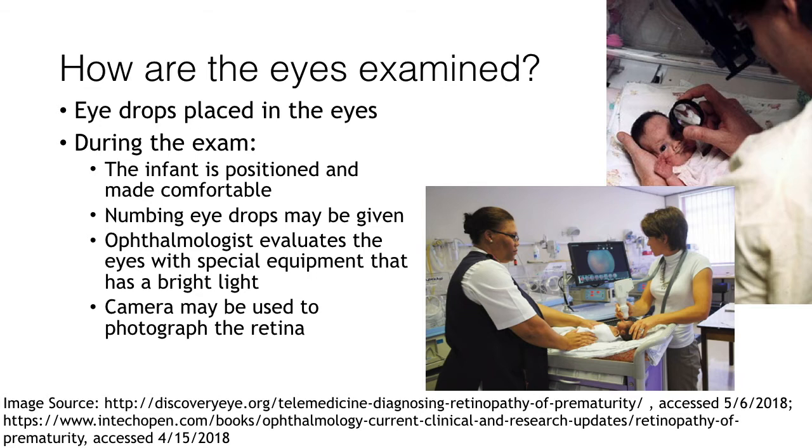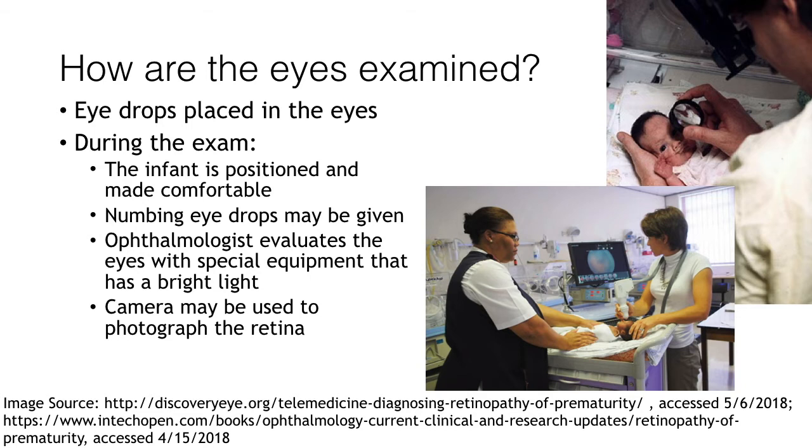In order for the inside of the eyes to be examined by an ophthalmologist, eye drops will be placed in your infant's eyes to dilate or enlarge the black spot in the center of the eye known as the pupil. When the pupil is dilated, the ophthalmologist will be able to look at the back of your infant's eye to examine the retina. During the exam, your infant will be positioned and made comfortable by methods such as swaddling with a blanket and sometimes given a sugar solution by mouth and/or a pacifier.